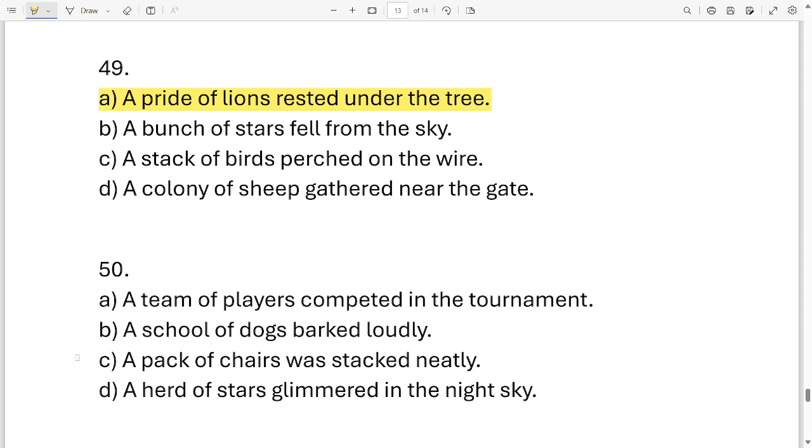Okay, and the correct answer is option A. A team of players competed in the tournament.